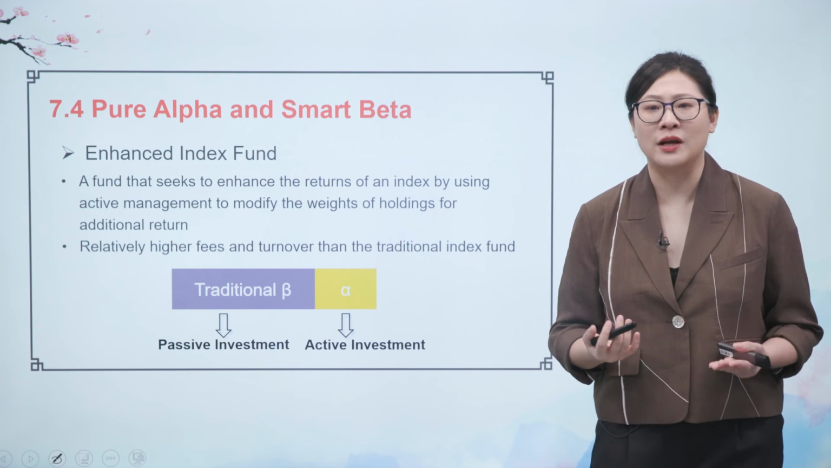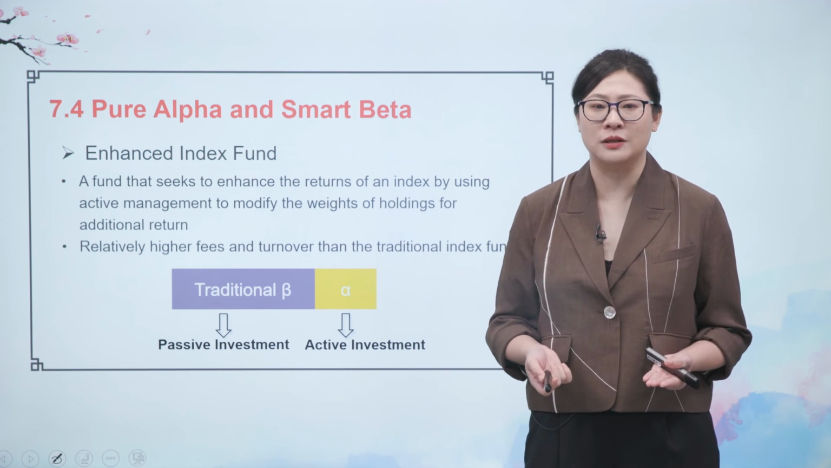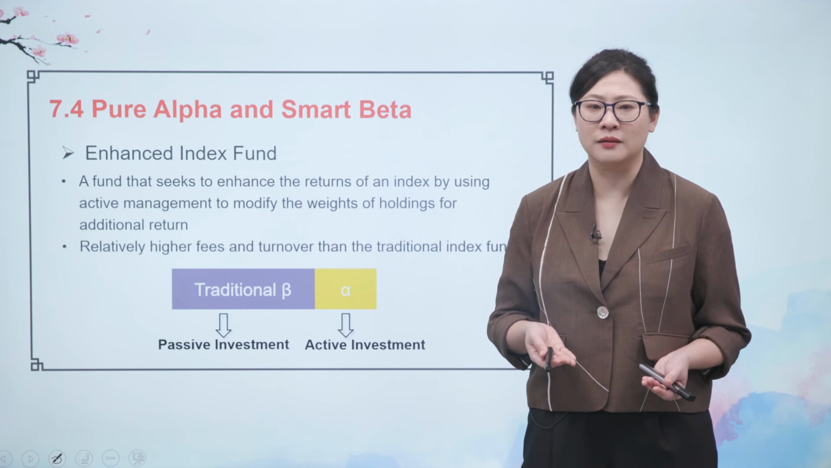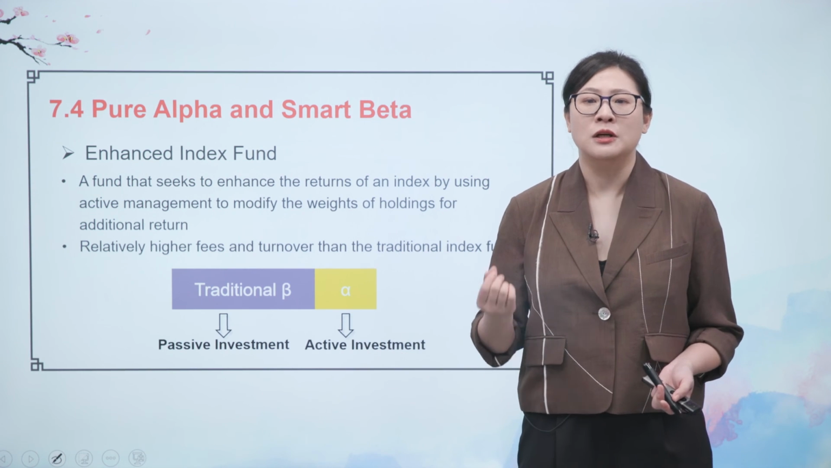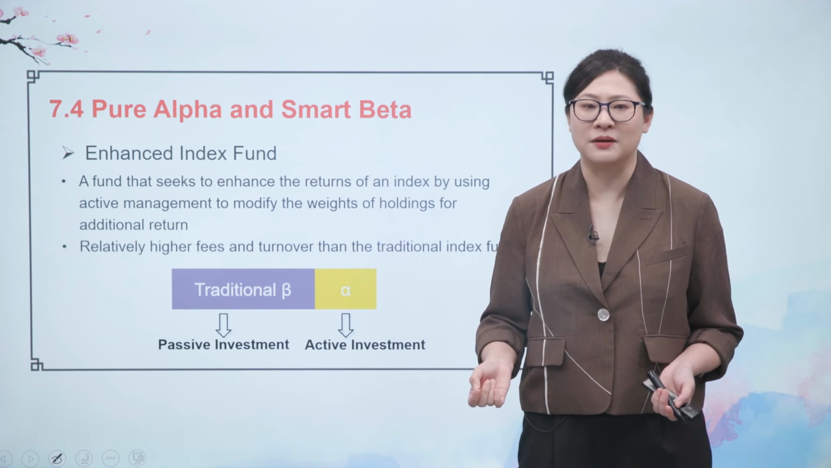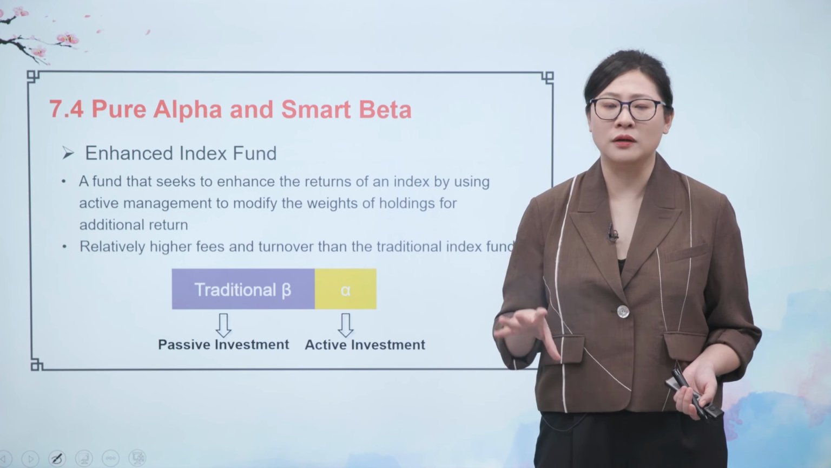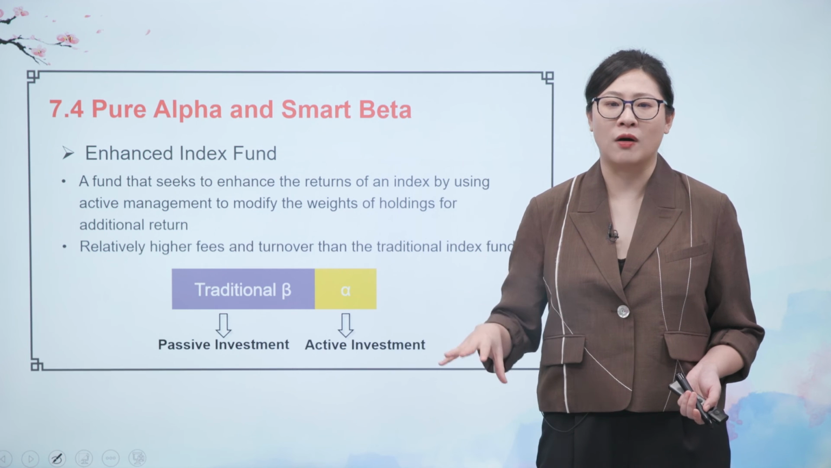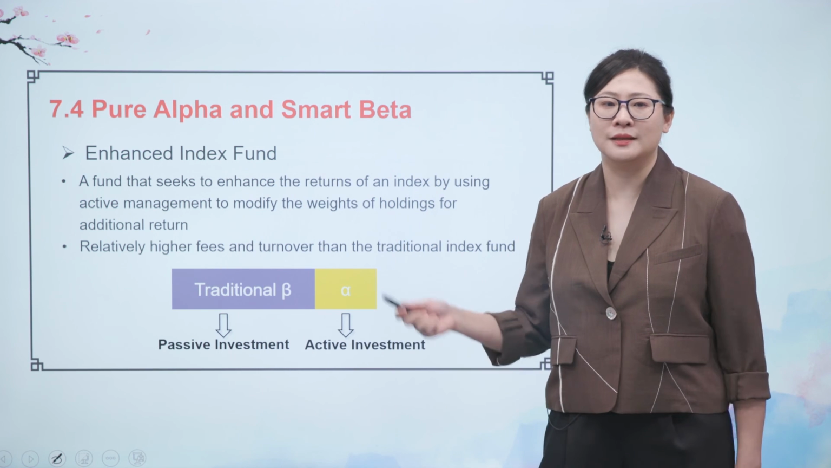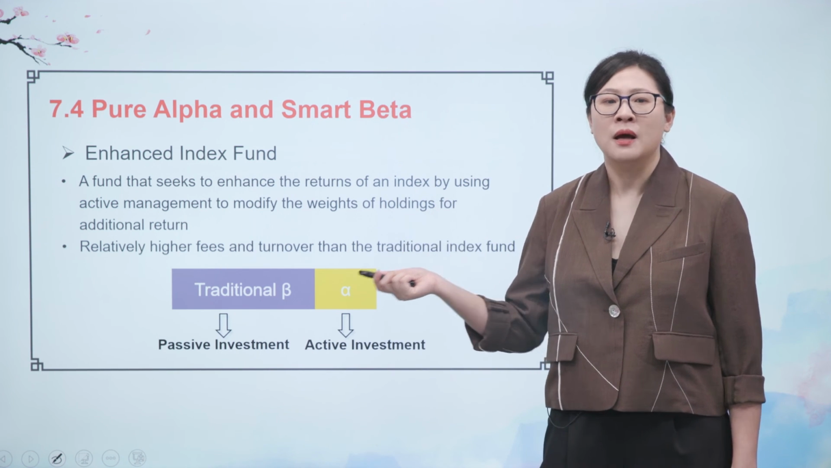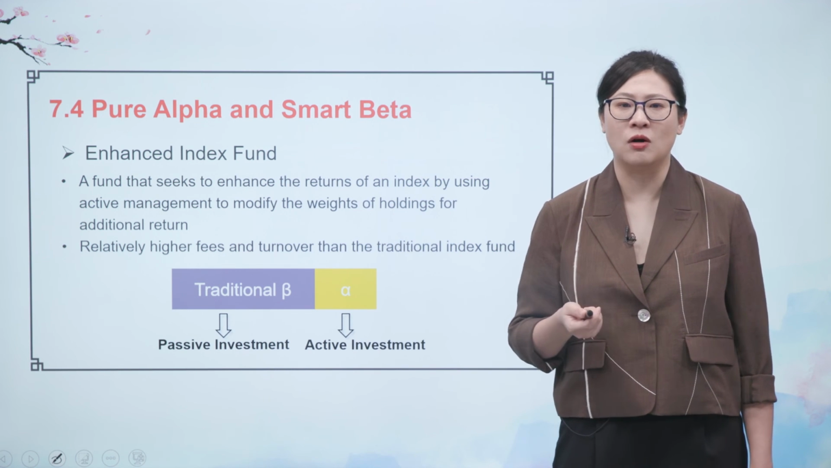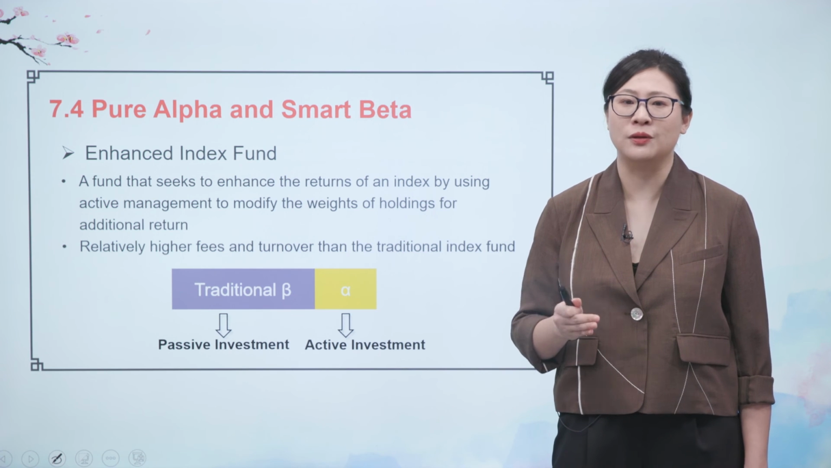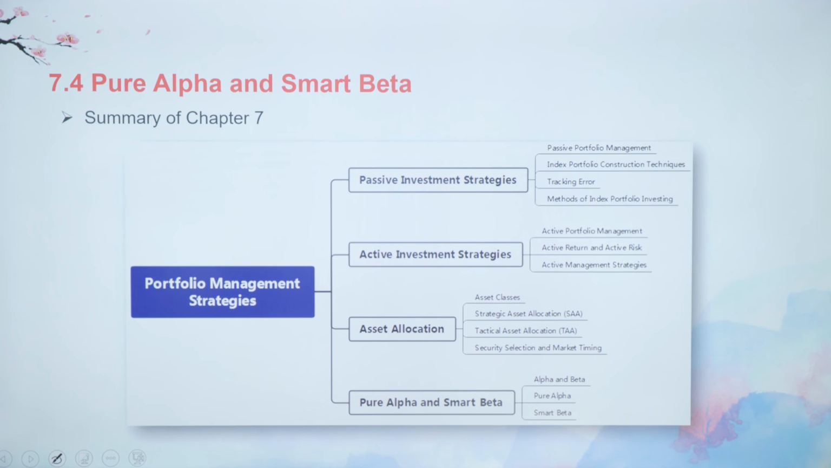And in our country, we have some regulation that for the enhanced index fund, the total percent to invest in active investment should not be larger than 20%. In that case, we won't invest much more in active investment. So that's the enhanced index fund, and this fund has relatively high fee and turnover compared with the traditional index mutual fund. Okay, that's all for chapter 7.